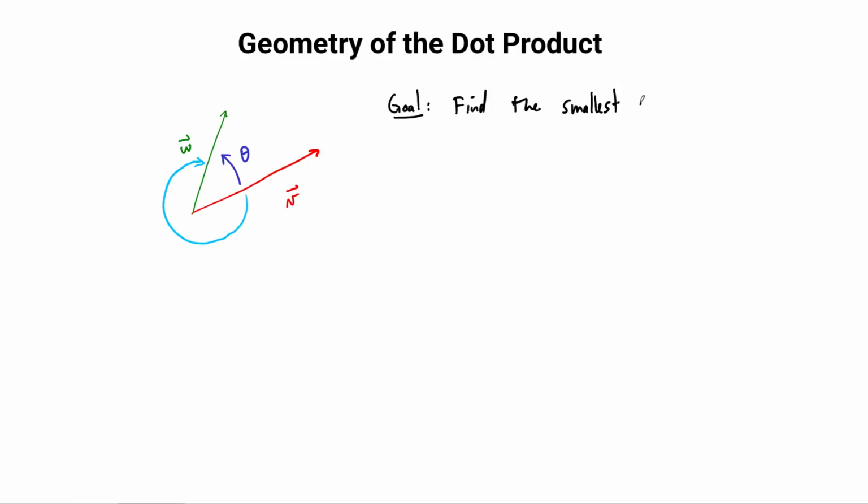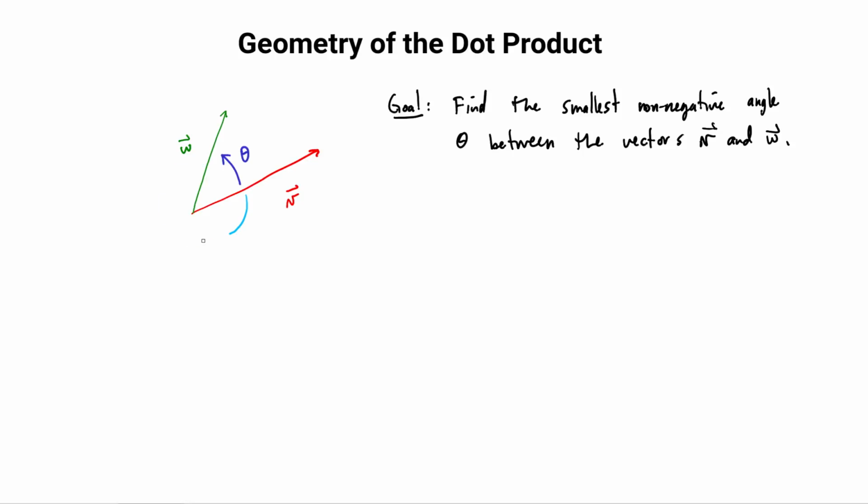So the smallest non-negative angle theta between these two vectors, determined by or made by these vectors, v and w. All right, so this is what we want. Now, I'm going to erase this angle that we don't want and get it out of the way.